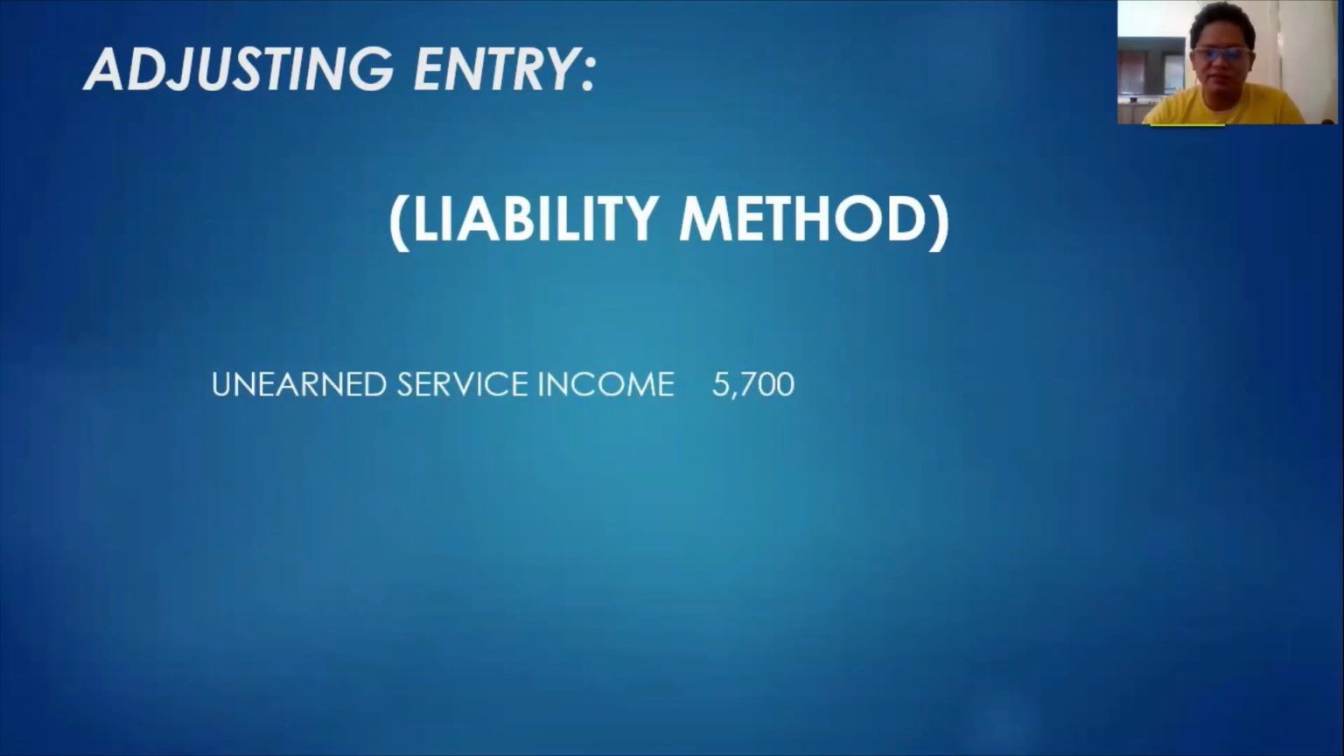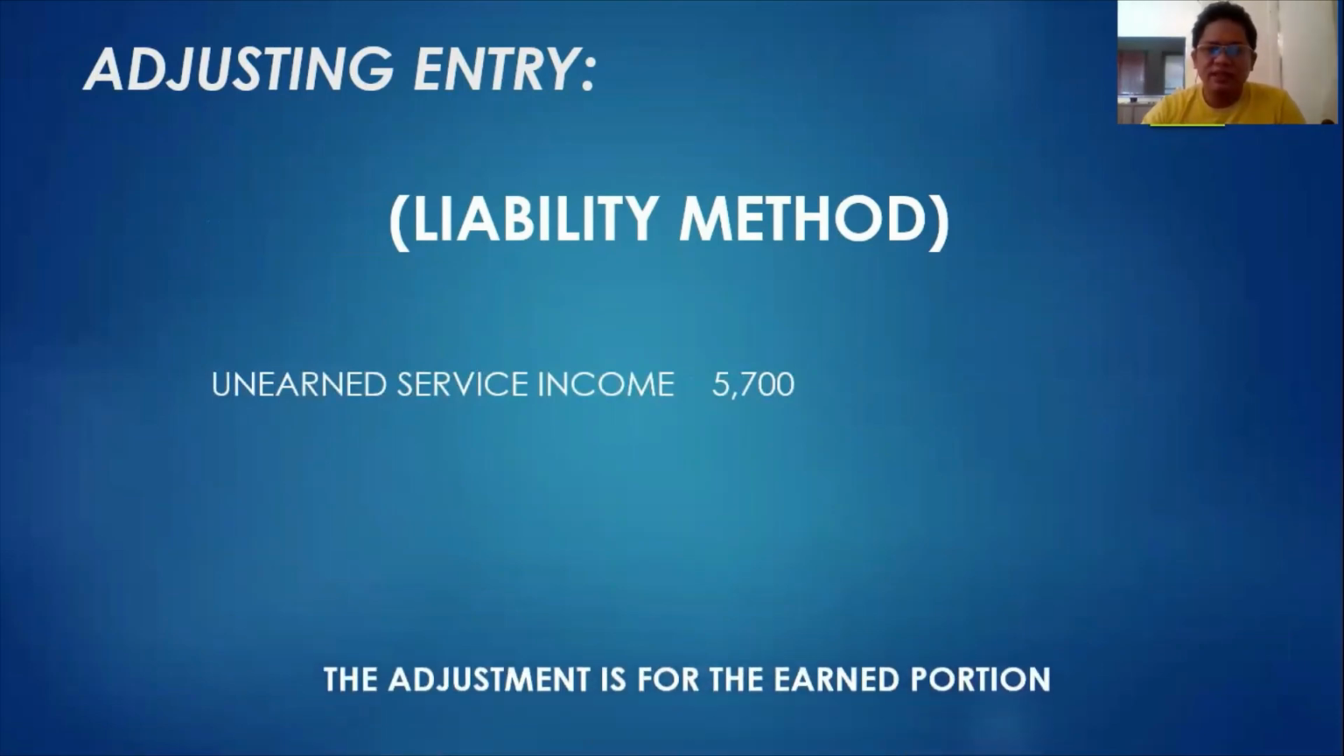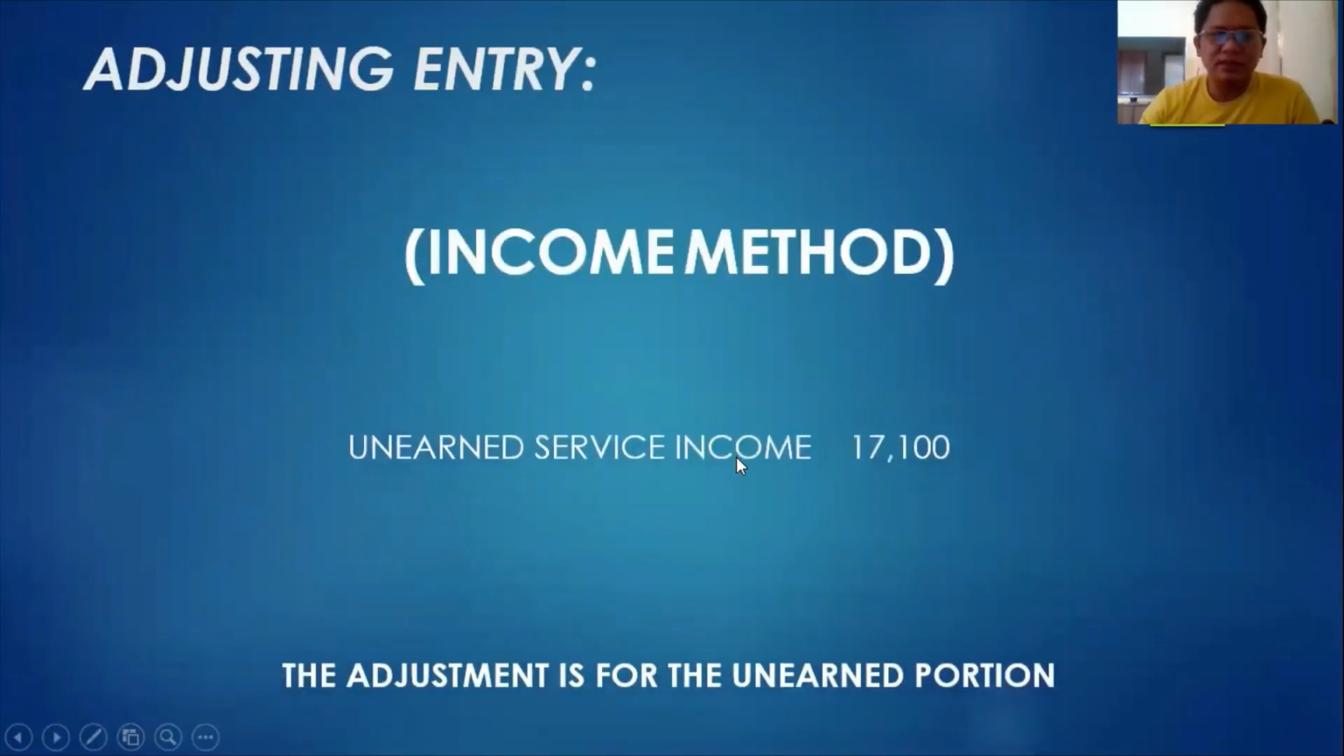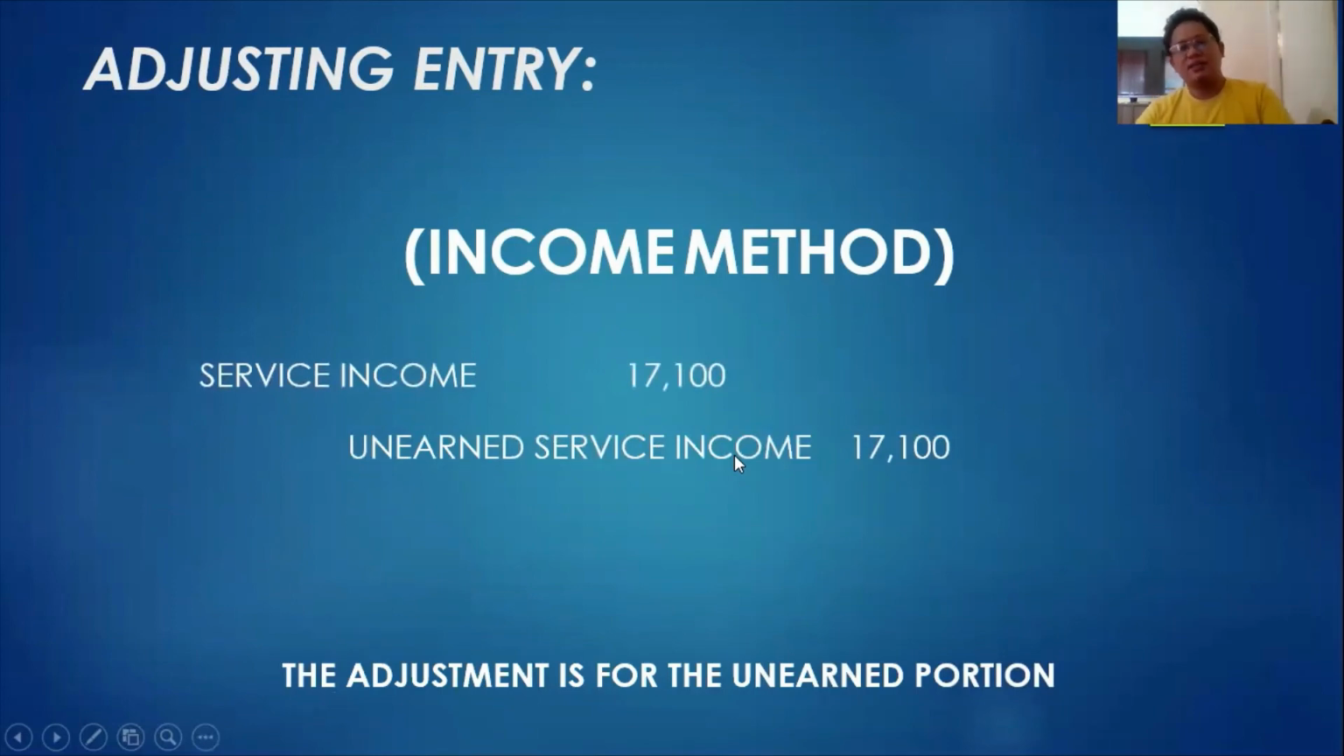So to wrap this up again, our adjusting entry under the liability method is we debit unearned service income 5,700. We are recording the earned portion, rather. So under the liability method, we recognize the earned portion. Under the income method, we debit service income, credit unearned service income. So we set up the unearned portion. Under the income method, the adjustment is the unearned portion.